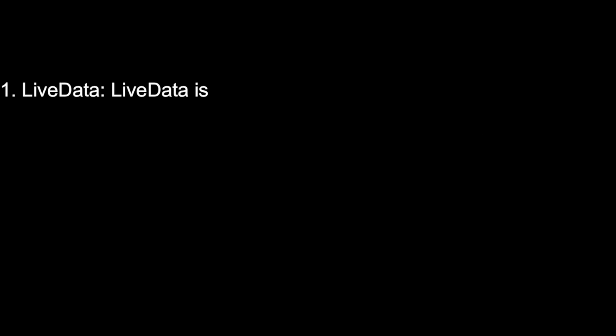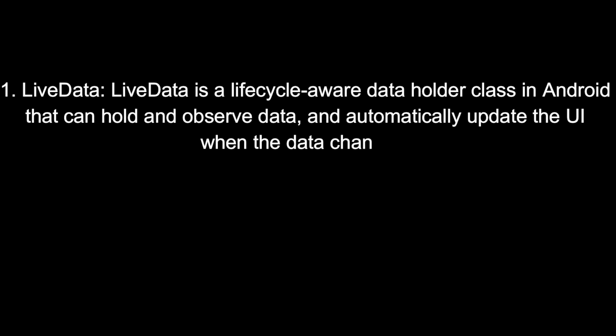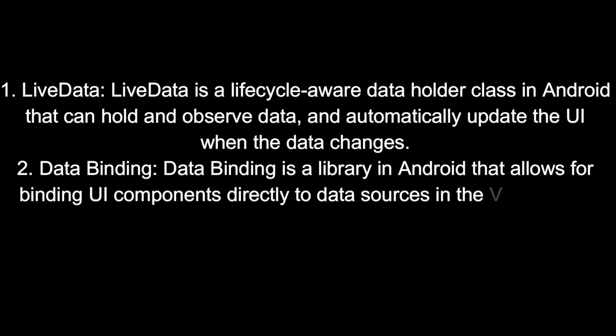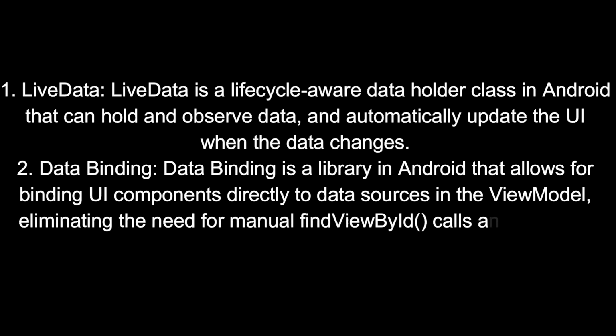1. LiveData. LiveData is a lifecycle-aware data holder class in Android that can hold and observe data, and automatically update the UI when the data changes. 2. Data Binding. Data Binding is a library in Android that allows for binding UI components directly to data sources in the view model, eliminating the need for manual findViewById calls and reducing boilerplate code.